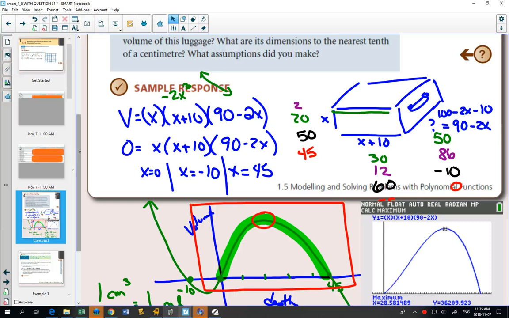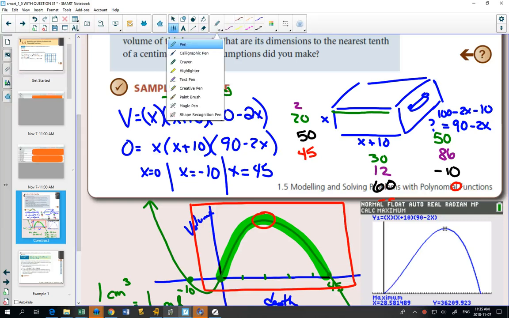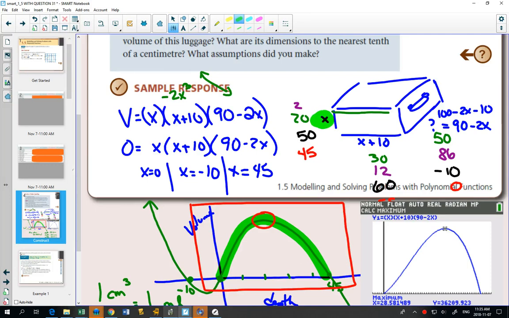Yes? Where did you get the length and the width? I got the length and the width from my original diagram. If I look at my original diagram, there's my depth, which is x. My length is x plus 10. So I added 10 to whatever number I got for x. And my width was 90 minus 2x, or 100 minus the other two values, to get that last number.